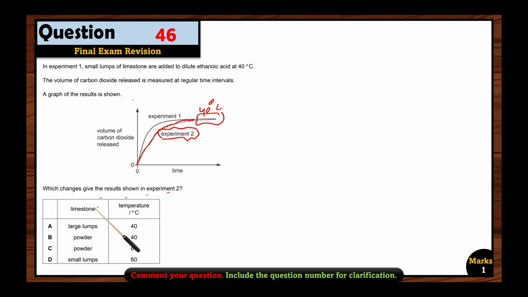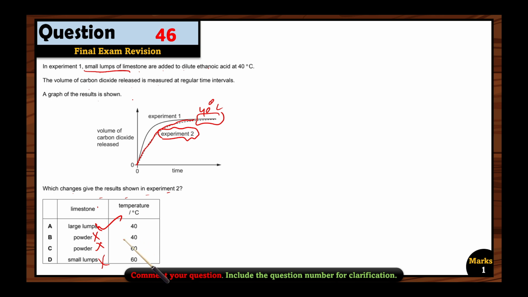Limestone. Before, they were using small lumps of limestone. It means now maybe they have used large lumps of the limestone, right? So large lumps of the limestone may be used. Powder is not possible, because if they used the powder, the rate of the reaction would have been higher, but here it is lower. So small lumps, no. Now temperature. So the temperature can be lower. Maybe they have lowered the temperature.